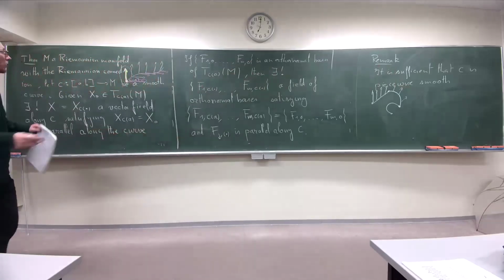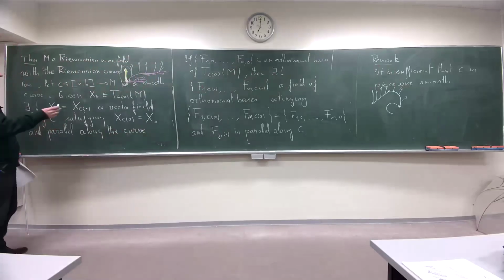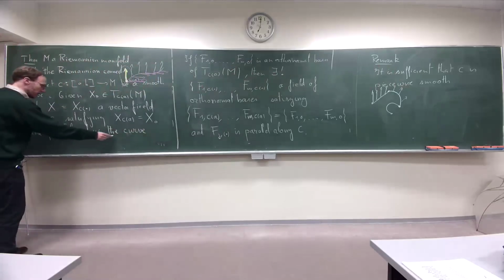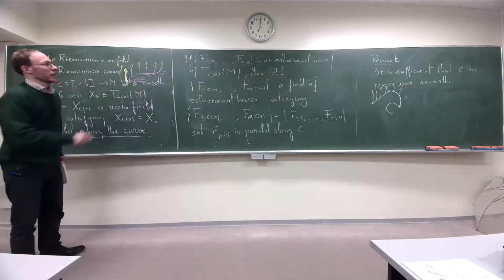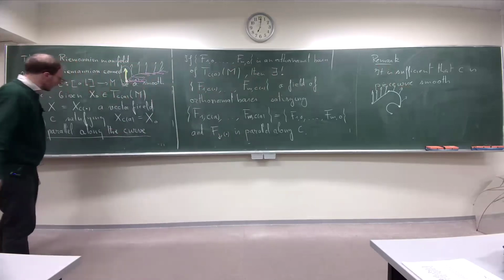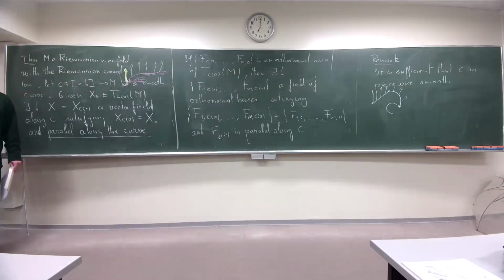So this notion of parallel along the curve is precisely the condition I have written before. This covariant derivative is 0, and the covariant derivative is written in terms of the connection. So the connection is used for this notion. The connection gives you the parallel transport.